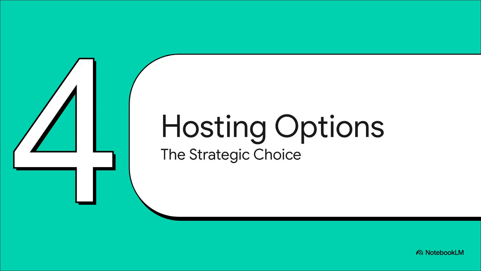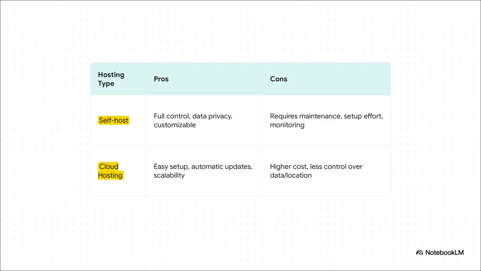With N8N, you've got 2 main choices, and the one you pick has some major implications for control, cost, and security. So, your first option is to self-host. You run it on your own servers, your own cloud infrastructure, whatever. This gives you absolute, total control over your data, which is perfect if you have tight security or compliance needs. The catch, of course, is you're on the hook for maintenance and setup.